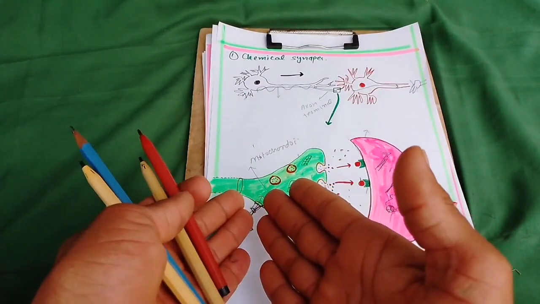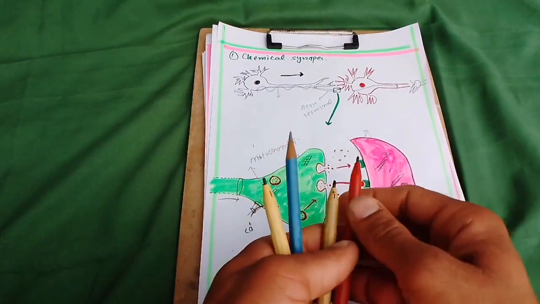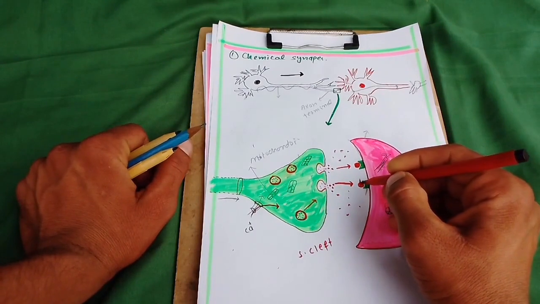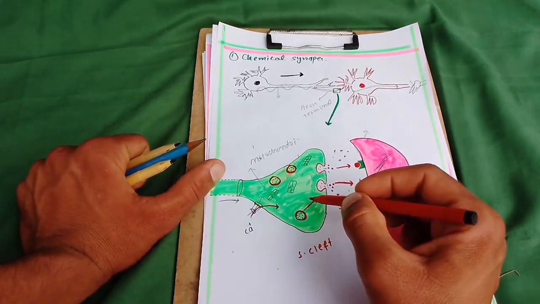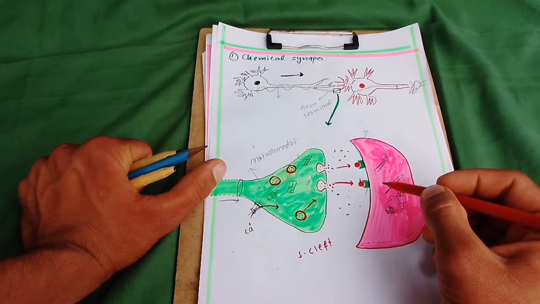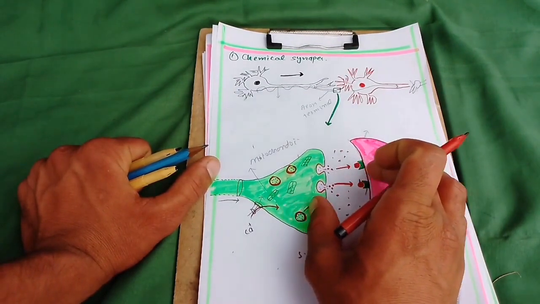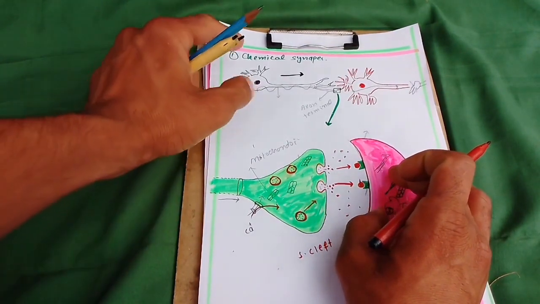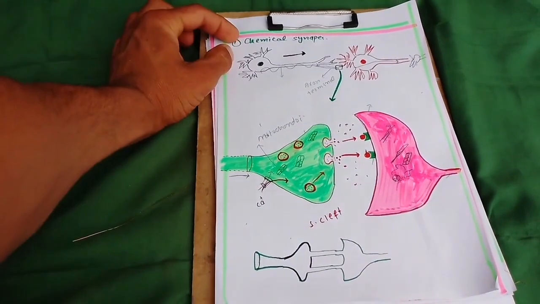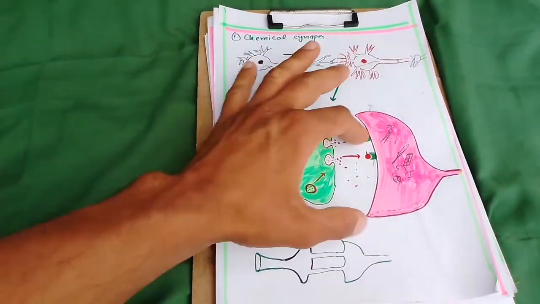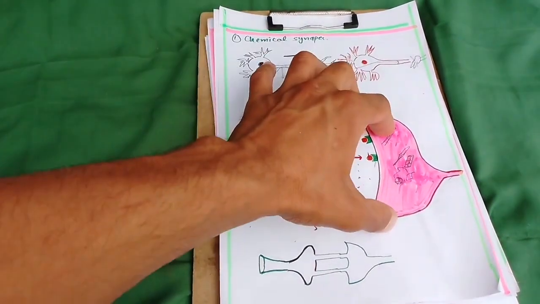Here you see how a message is passed from one neuron to another neuron. This is the excitatory neurotransmitter, which is released by the presynaptic neuron and produces an action potential on the postsynaptic neuron. So in this way, a message is passed from one neuron to another neuron in the chemical synapse. This is the chemical synapse.